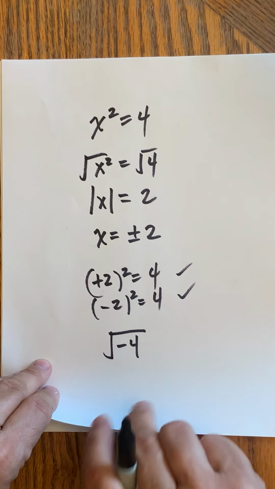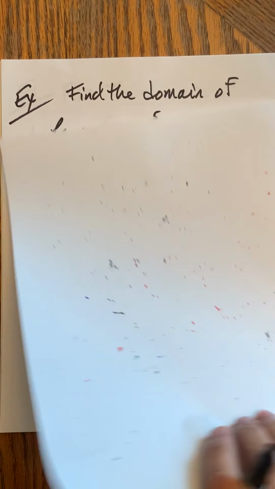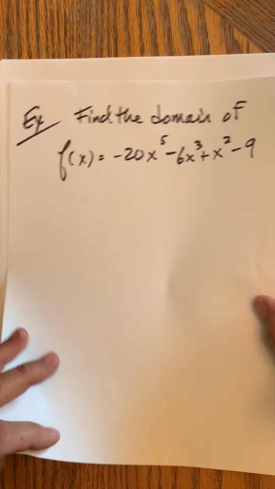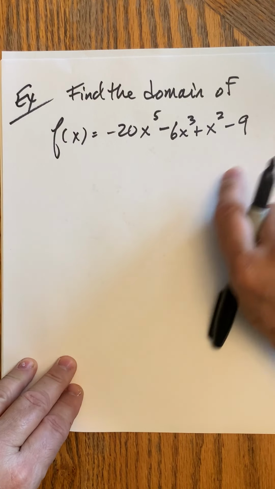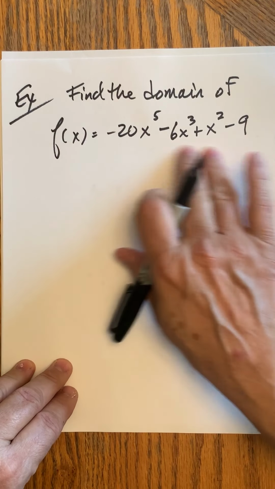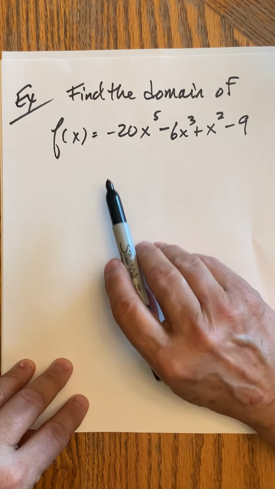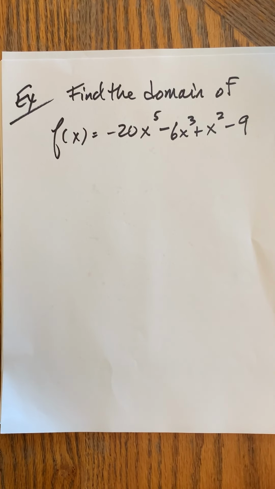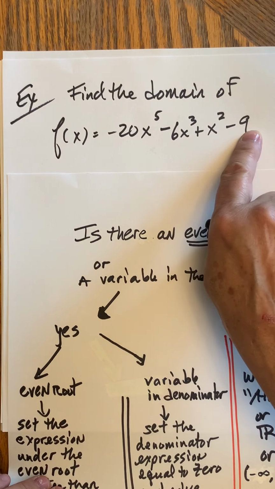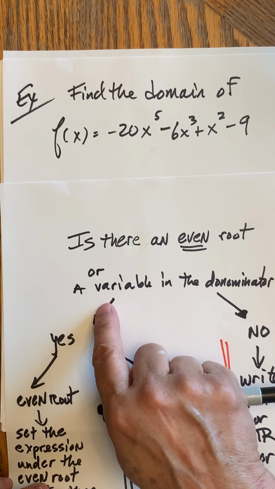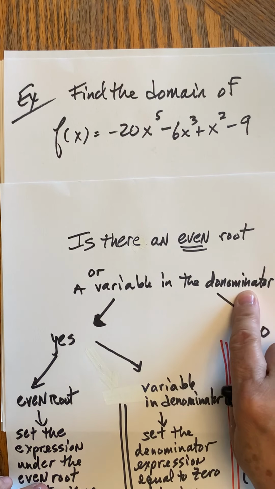All right, now let's go through some examples. Let's say you're asked to find the domain of this long polynomial. When I scan it, all I need to do is ask myself, is there an even root? I don't see any. Or is there a variable in the denominator?